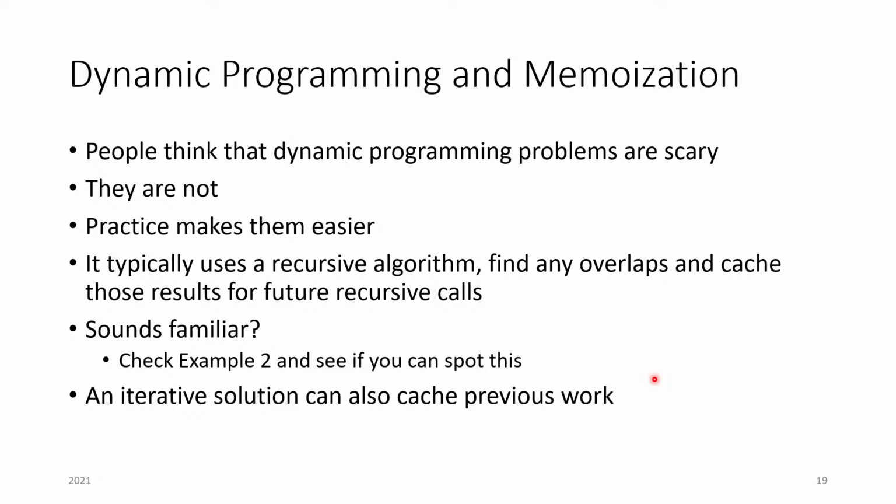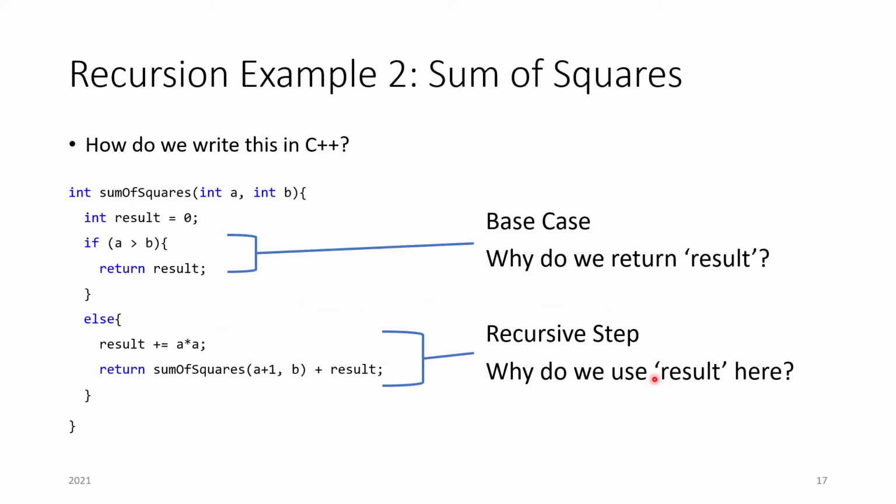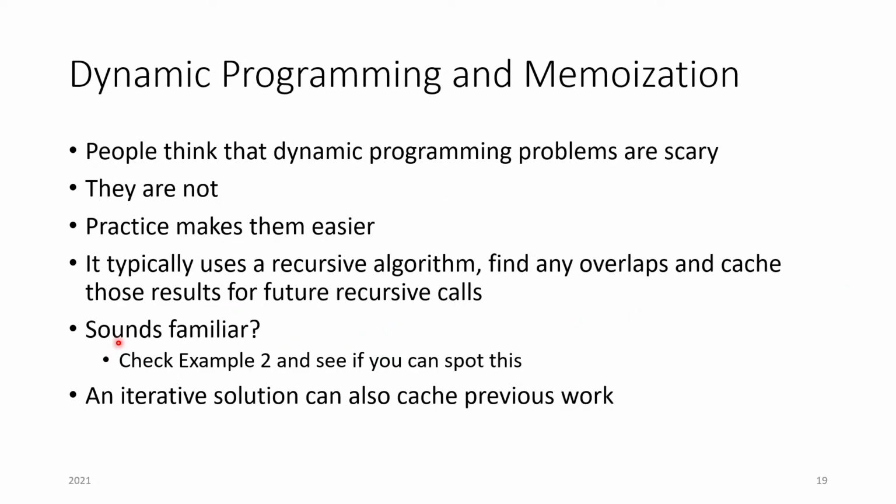Now, in order to do dynamic programming, you have to use a recursive algorithm or recursive solution first and find these overlaps, and then we do something referred to as caching. Caching is basically like a temporary storage. We had a very simple cache here in our result. We kept track of our result for every recursive step. That acted as a temporary memory location or temporary memory variable that kept on storing the result of each step of the recursion until we got up to our final result.